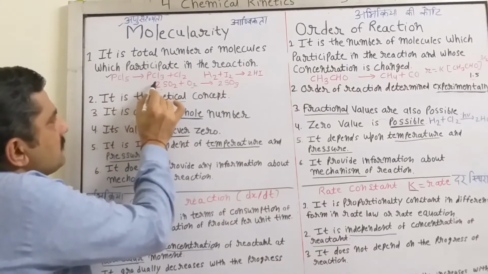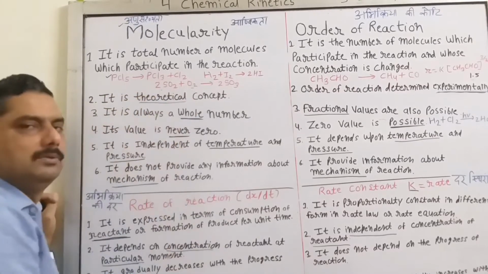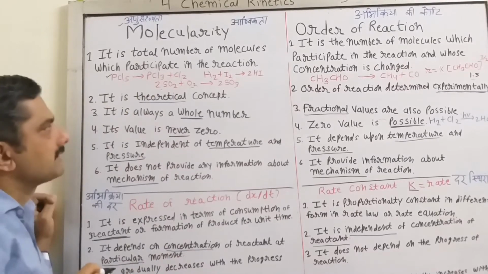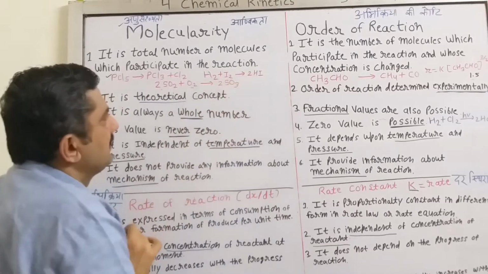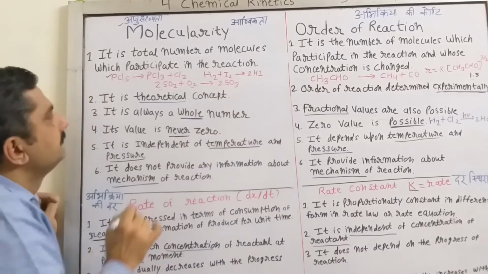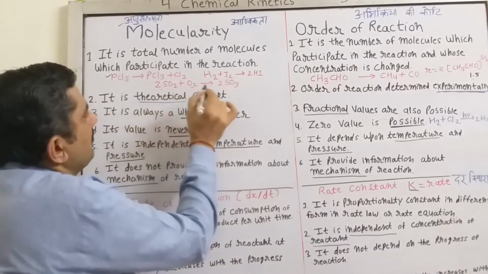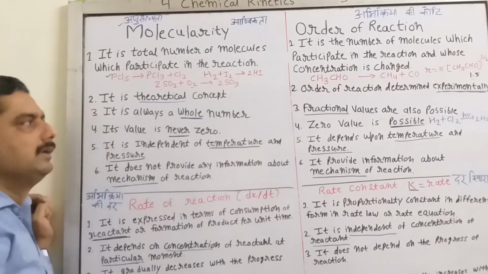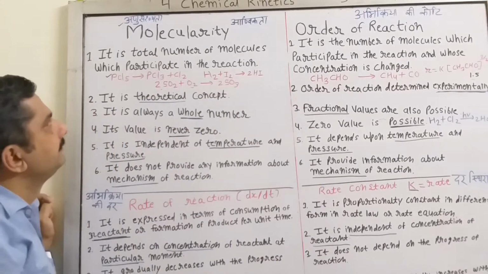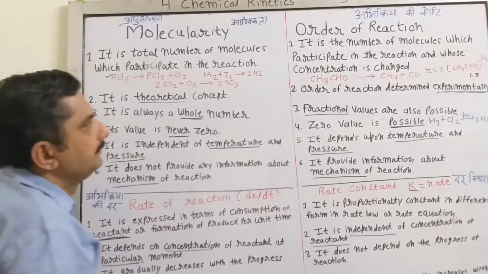PCl5 on dissociation gives PCl3 and Cl2. It is an example of a unimolecular reaction. Hydrogen and iodine combine and form 2HI. It is a bimolecular reaction. 2SO2 plus O2 combine and form two molecules of sulfur trioxide, 2SO3. It is a trimolecular reaction.